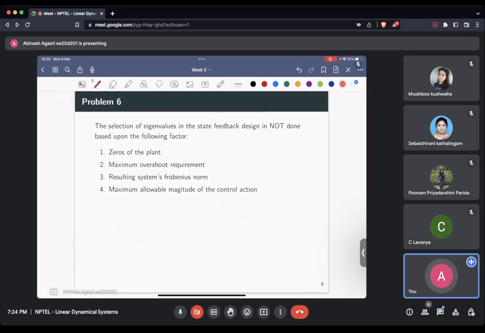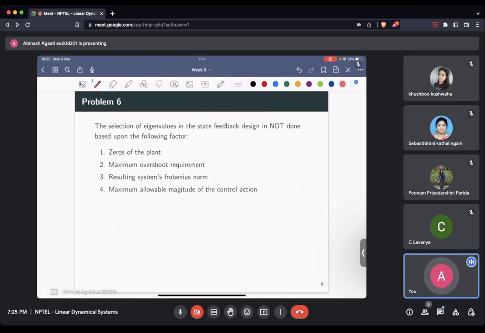Okay, so first is zeros of the plant. Should I be worried about where the zeros of the plant are before thinking about placing my desired eigenvalues? What do you think? Yes or no? Should I consider zeros of the plant, or should I just not worry about where those zeros are? I think no, sir. Zeros of the plant do not matter. So the consensus here is that we do not need to worry about zeros of the plant. Is that right? Yes, sir.